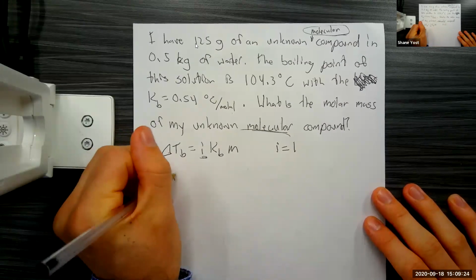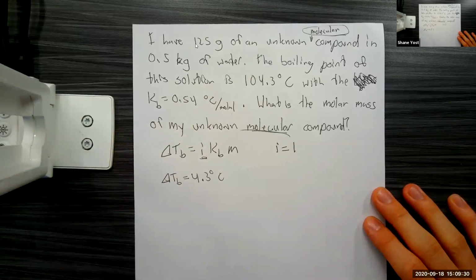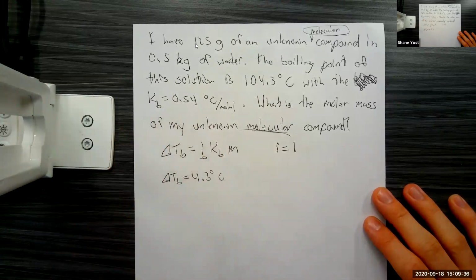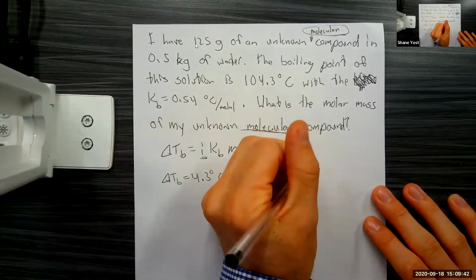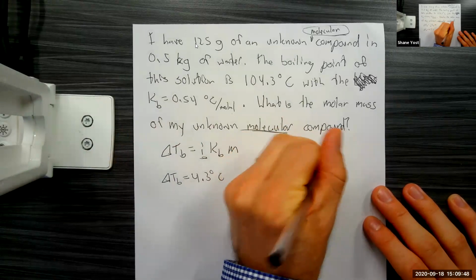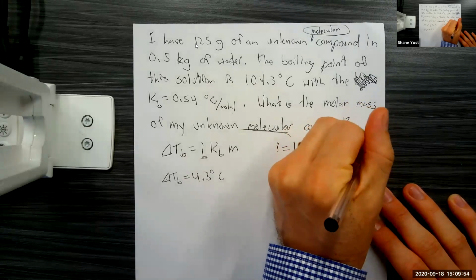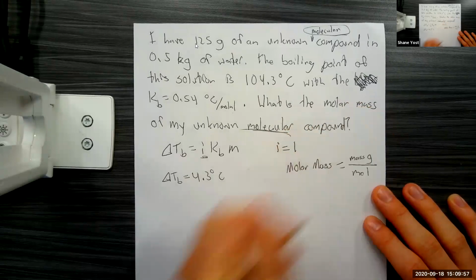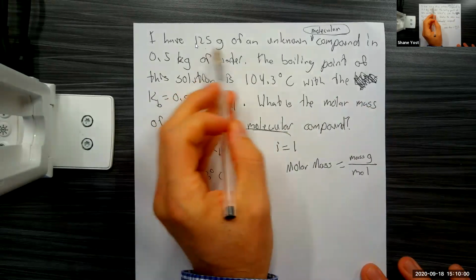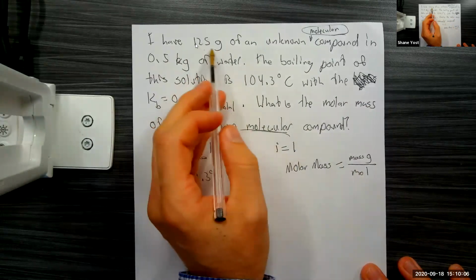We know delta T_b is 4.3 degrees Celsius, because the regular boiling point of water is 100 degrees Celsius, so the change is 4.3. K_b we're given. Now what we want to find is the molar mass of our compound. The molar mass of something is defined as the mass of that compound in grams divided by the moles of that compound. Well, we're given the mass of the compound, but we don't know the number of moles that are in that mass.